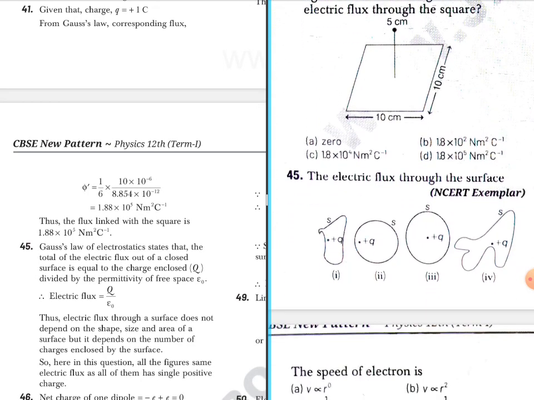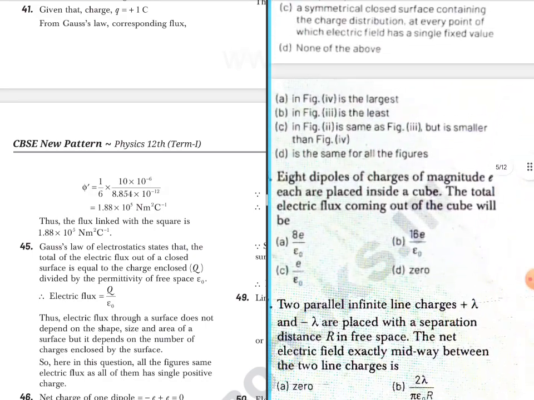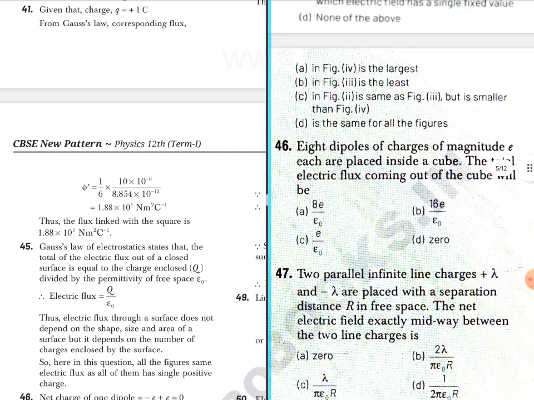45th question, they've given this. All of them have the same charge. The flux does not depend on shape. It only depends on charge enclosed, and so it will be the same for everything. So 45th, option D is the right answer.